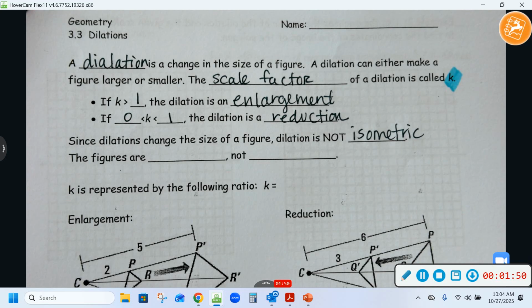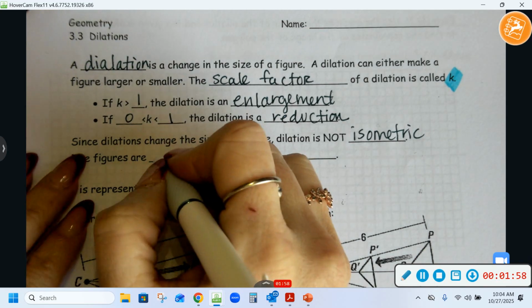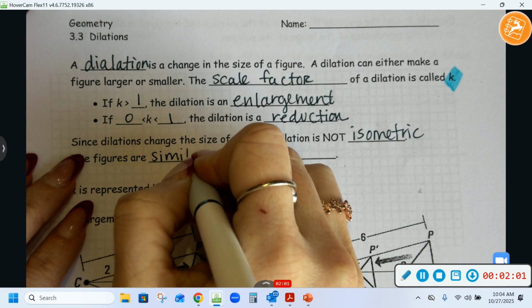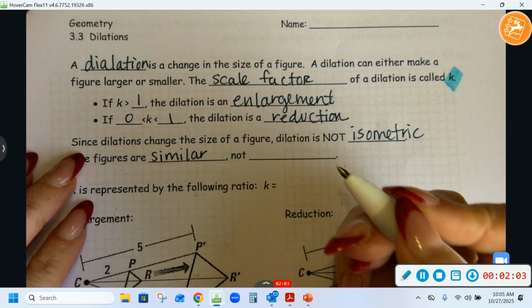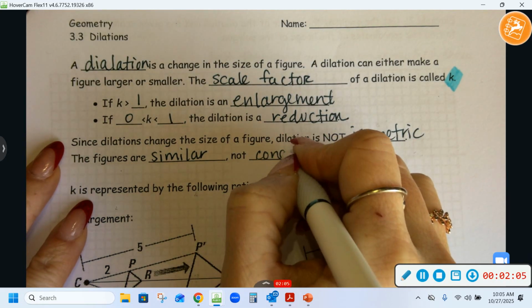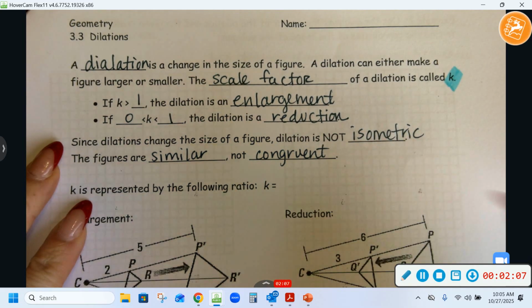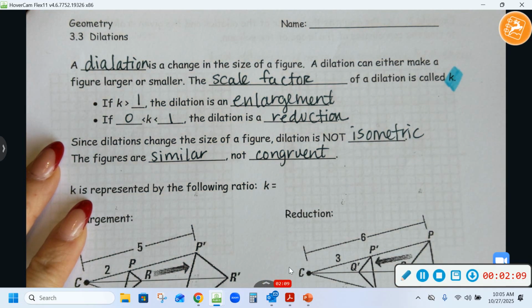All right. I'm about to write a word. This is the first time we're going to see this word, but we're going to talk about it for the rest of the year. The figures are similar, which means something different in geometry. Not congruent.